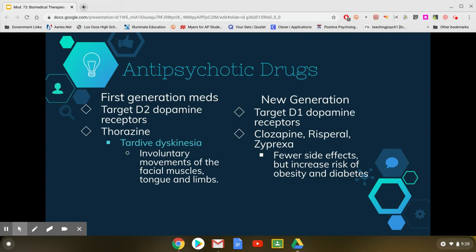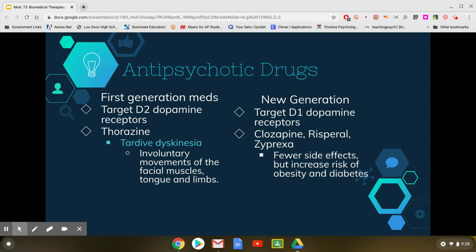There are several types of antipsychotic drugs. If this was going to be on our AP exam, you would be expected to know these different types, but since we're not, I still want you to be aware of them. So there's a first generation antipsychotic. Notice they both worked on dopamine receptors, just different types.